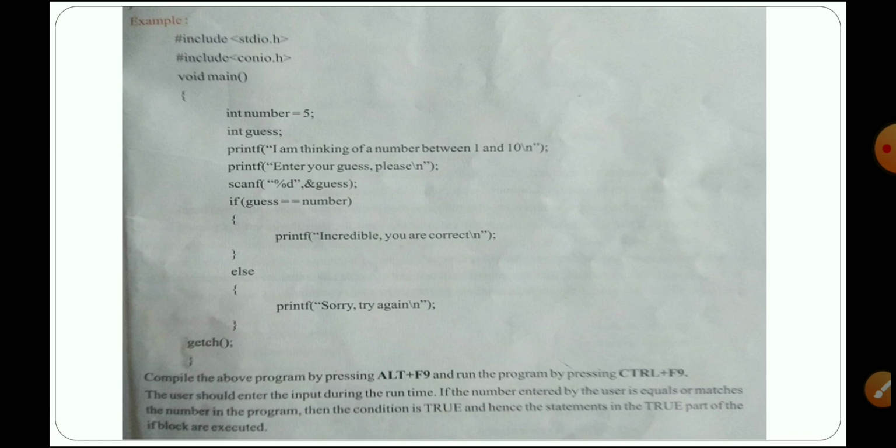Those two parts are the header files. stdio means standard input output, dot h means header file. conio.h means console input output header file. So we have to mention both header files in the C programming language.